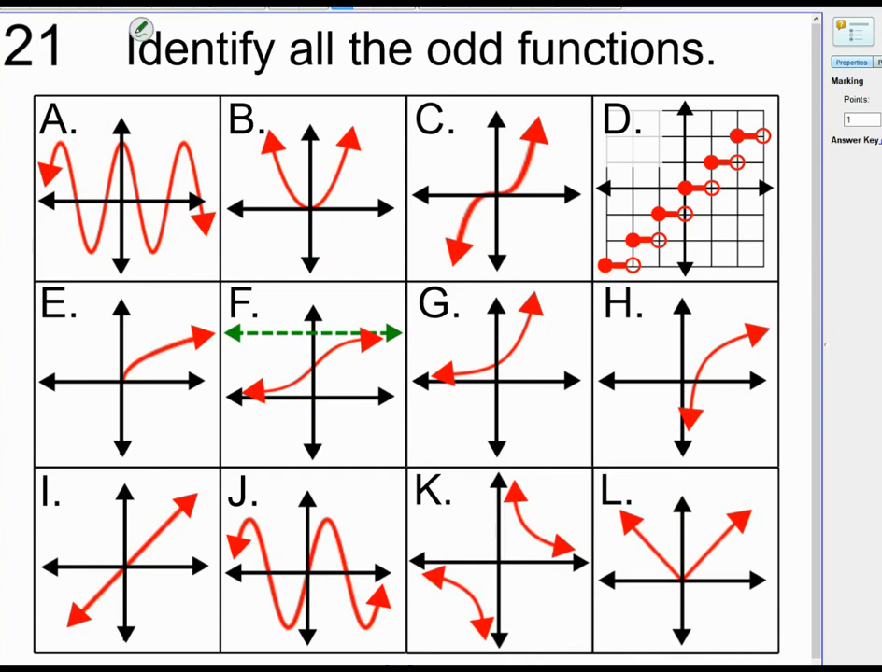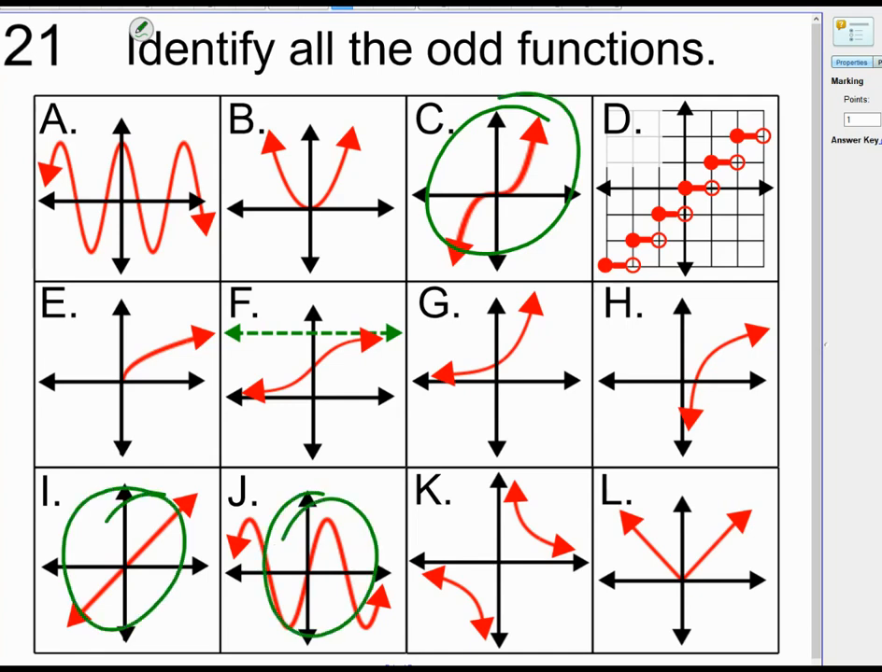Number 21 and last problem of the day, identify all the odds. See if you can do that. X cubed, y equals x, sine, and I believe that there's one more, the division function.